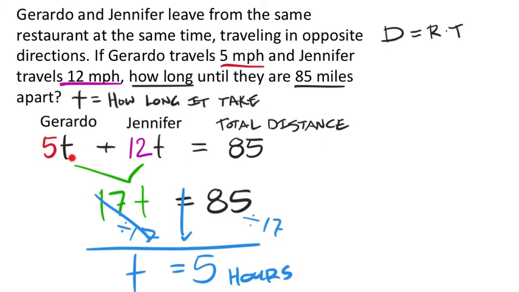So if this takes 5 hours, Gerardo would have taken 5 hours at 5 miles per hour. 5 times 5, that would have been 25 miles for Gerardo. Now it's not 85, but together it's 85. So if Jennifer is traveling 12 miles per hour for 5 hours, she would have traveled 60 miles, and then 25 plus 60 does equal 85. So you can even check these when you're doing them to make sure that they give you some truthfulness from the original conditions that were given.